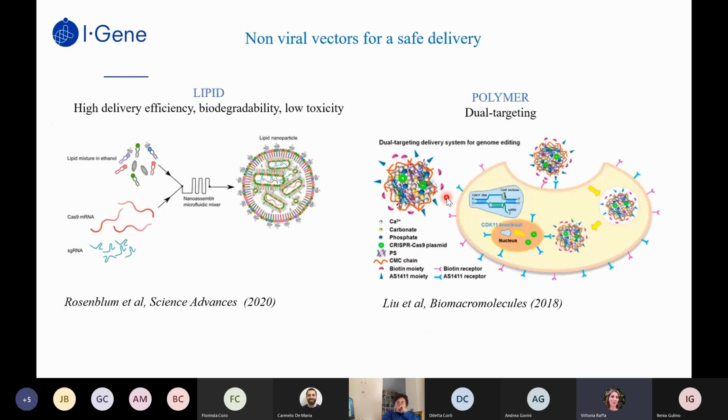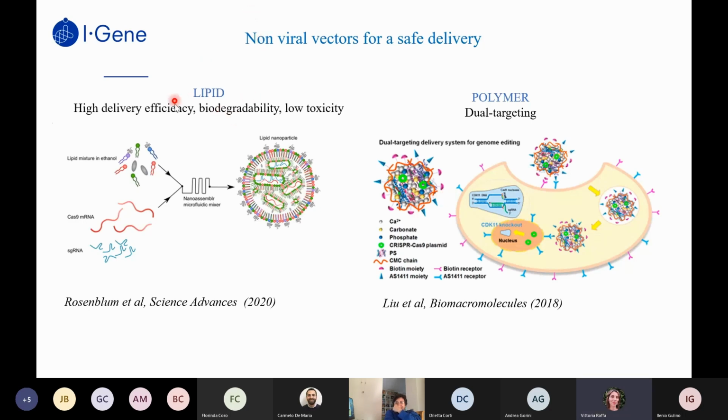Another option is to work on the delivery. As I told you before, the only chance that we have to apply the in vivo approach is to use nanomedicine. Why? Because nanoparticles are the magic bullet that can target medication to specific cells.